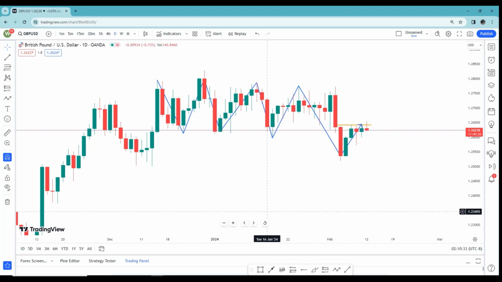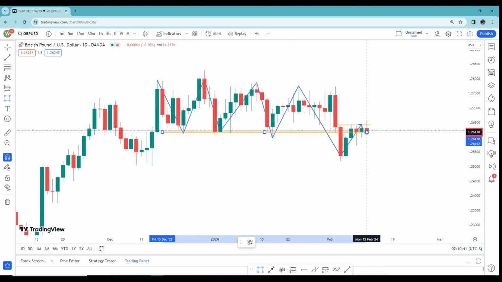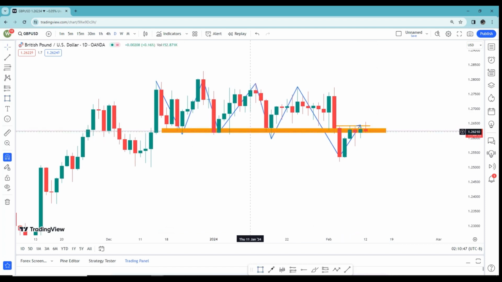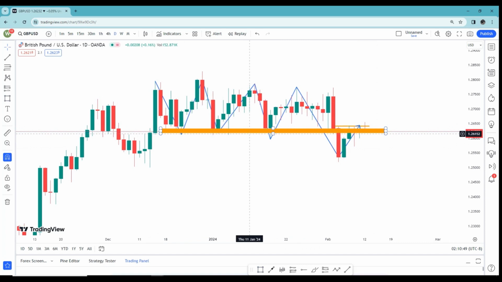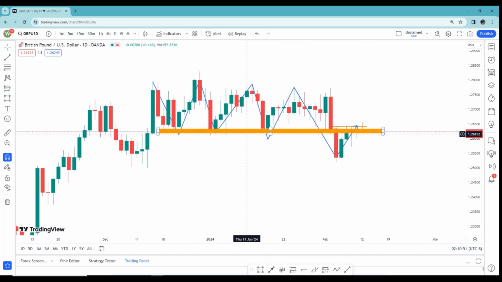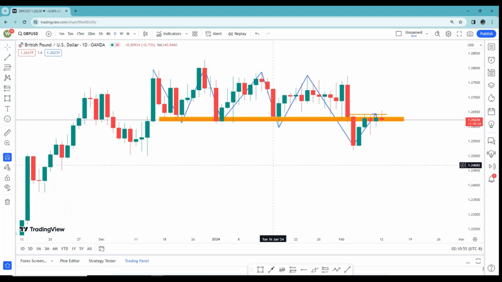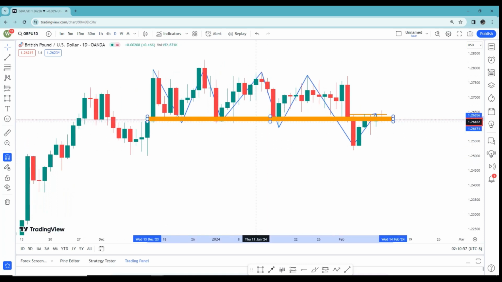If we look at this here, we can see that we've got a zone somewhere here. We have a zone here. In this case, we're going to use only the zone strategy, and the zone strategy is the only one which is going to give us the entry point for this currency right here.